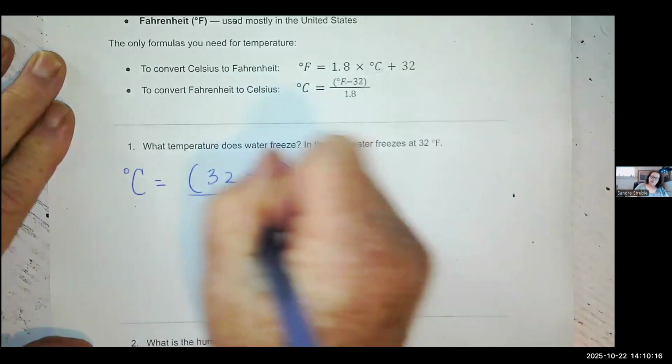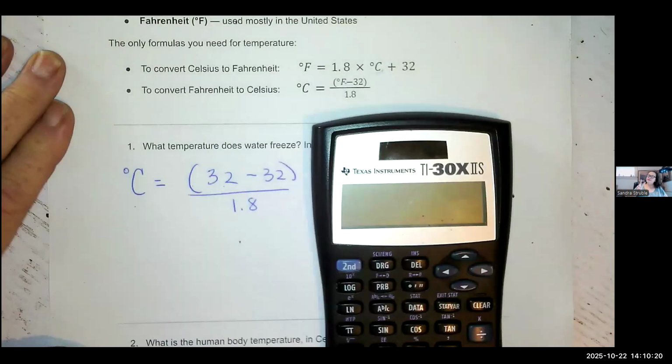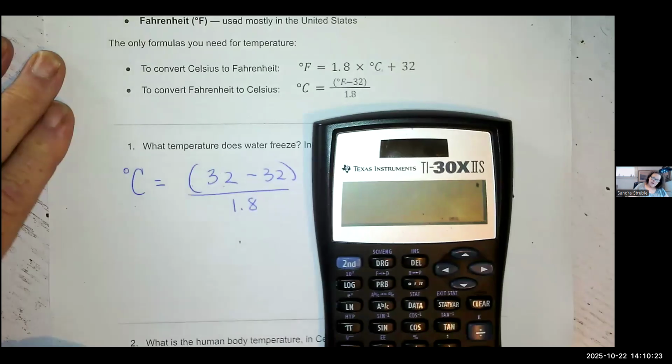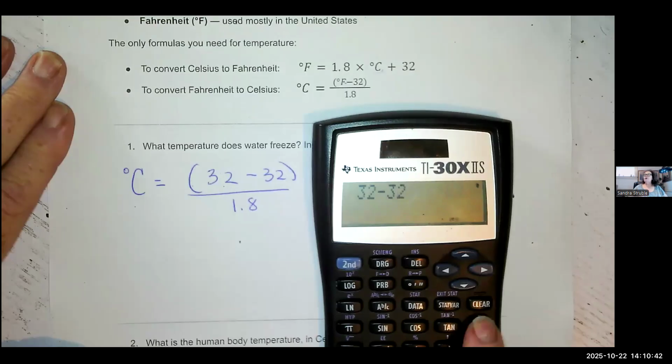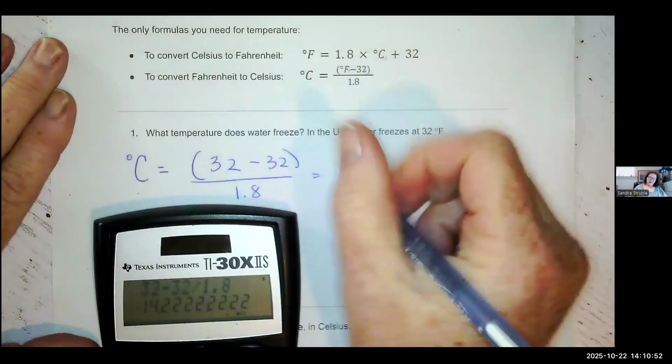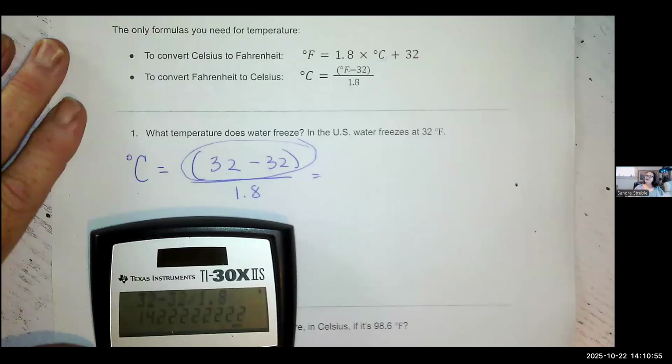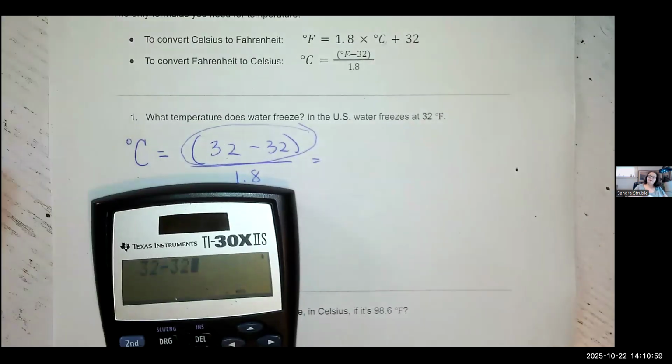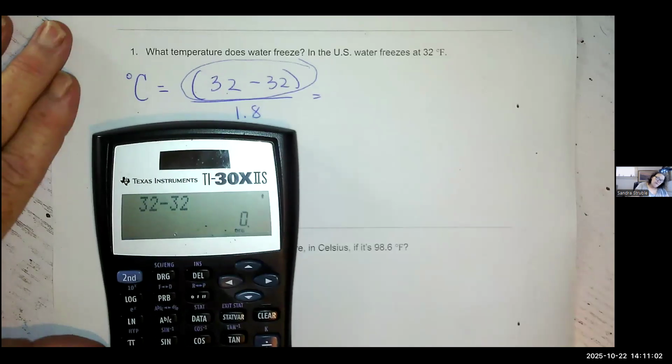Now, I'm going to show you two different ways to do this. One is to use the parentheses: 32 minus 32, close parenthesis, divided by 1.8 equals, and that would be 0. If I instead didn't use parentheses, 32 minus 32 divided by 1.8, I do not get 0. Parentheses matter, okay? So if you like it better to think of it this way, do only what's on the top first, the 32 minus 32.